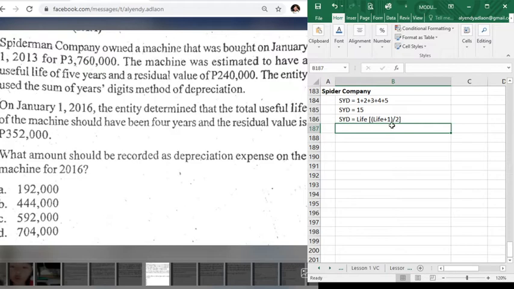Now, let us see daw if makuha ba jud nato ang 15. So, we have life of 15 and then multiplied by life, not 15 but 5. Okay, 5 multiplied by the life of 5 plus 1 and then divided by 2. So, pila ang magawas?